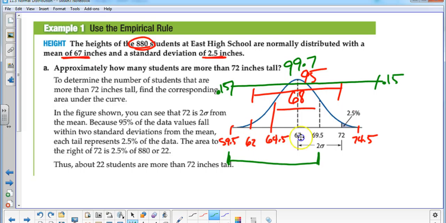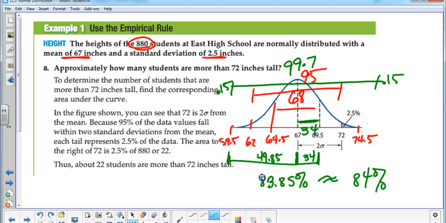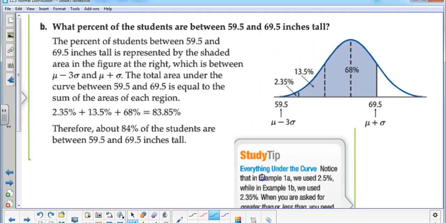All right. We want everybody, what's this little piece right here, guys? 34. And basically this is half, right? It's 99.7 divided by 2. What's 99.7 divided by 2? Okay, that takes us to here, and then this is 34. So if we add that together, we get 83.85%, or roughly 84%, which is what they got.